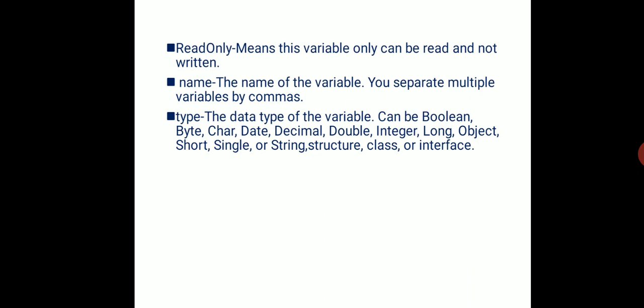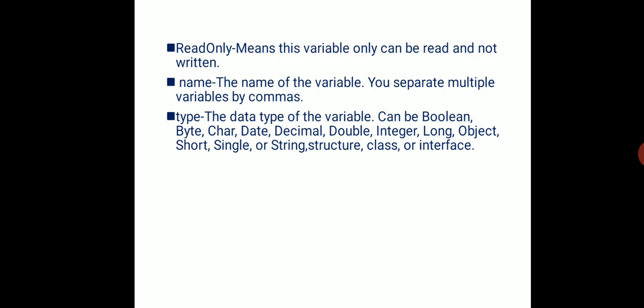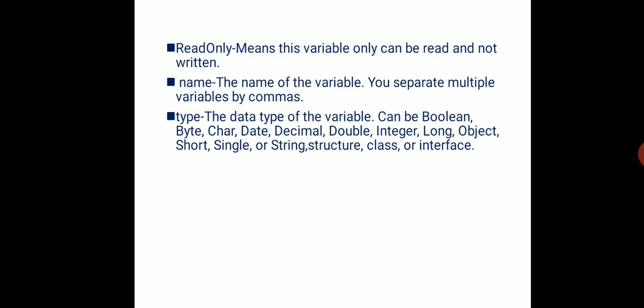And what next is name. See the syntax: read only, dim, name as type. So dim should be there, and name is the variable name, and you separate multiple variable names by commas. And next one, dim, name as type. So here name is the variable name, and type is the data type of the variable.